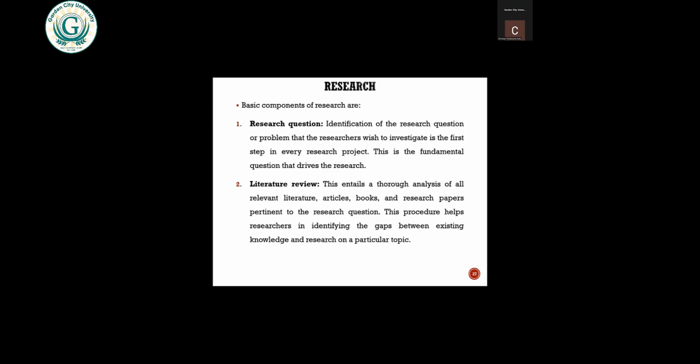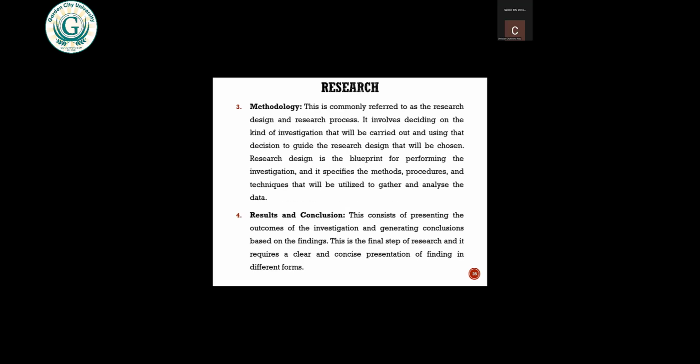So the basic components of your research would be your research question, your literature review, your methodology, and then your result and conclusion. These are the basic components of your research. Even the thesis you'll be writing, these are going to be the basic components.